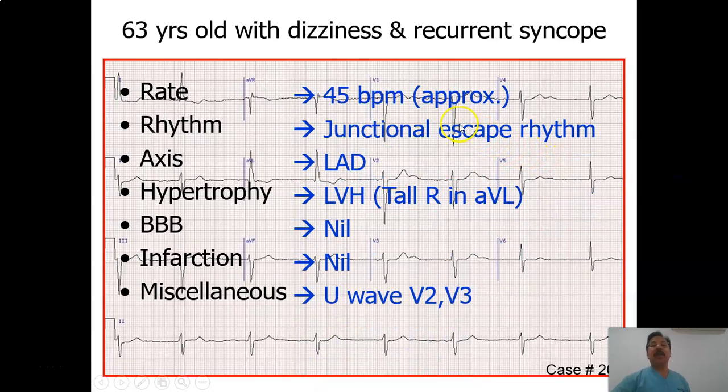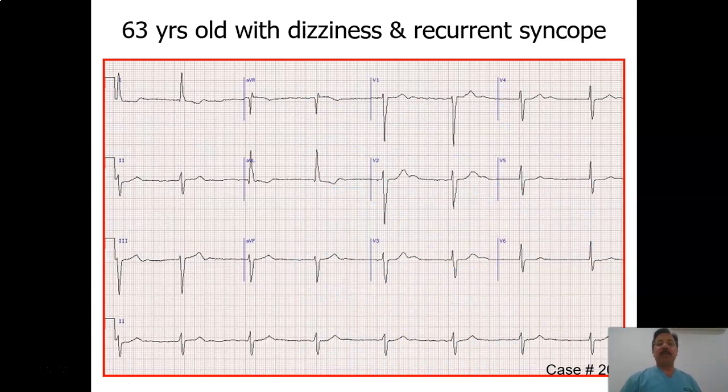This is a junctional escape rhythm, left axis deviation, left ventricular hypertrophy. As I said, the tall R wave in AVL is also associated with left ventricular hypertrophy. There's no bundle branch block, no infarction. The U wave is seen in lead V2 and V3. So the important message is that whenever you interpret an ECG, just try to go through it step by step. Then you are not going to miss many things.